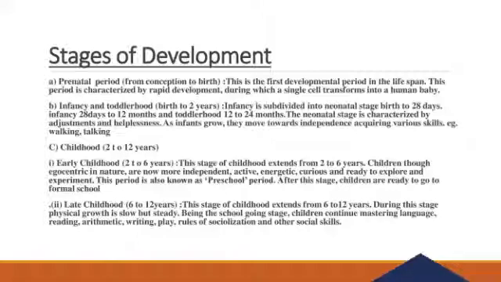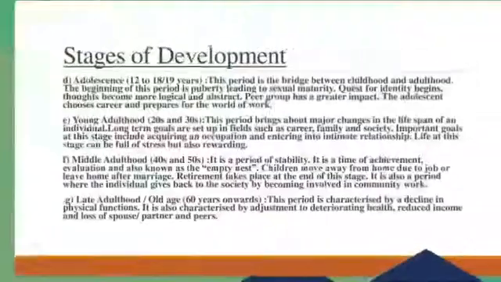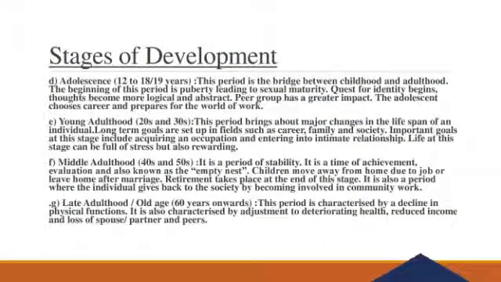Childhood, 2 to 12 years. In this, two specific divisions: early childhood, 2 to 6 years, then late childhood, 6 to 12 years. Next stage is adolescence, an important stage, and I believe you must have crossed this stage. This period is the bridge between childhood and adulthood. The beginning of this period is puberty, leading to sexual maturity. Quest for identity begins, thoughts become more logical and abstract. Peer group has a greater impact. The adolescent chooses a career and prepares for the world of work.